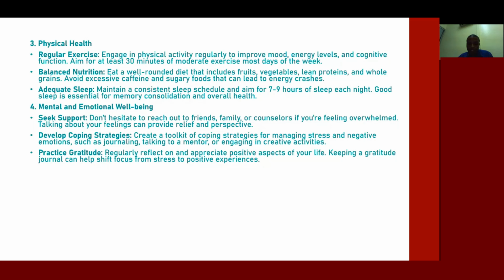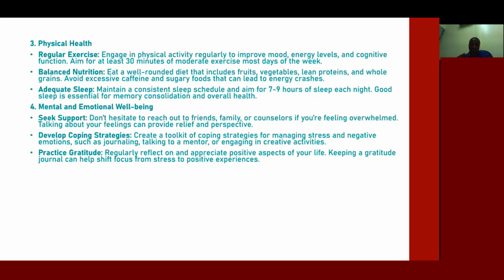So in this case, in your diet you can include fruits, vegetables, lean proteins, whole grains, and ensure that you avoid excessive caffeine and sugary foods that can lead to energy crashes in your body. Because this again might bring you a lot of problems when it comes to concentration when you're studying.